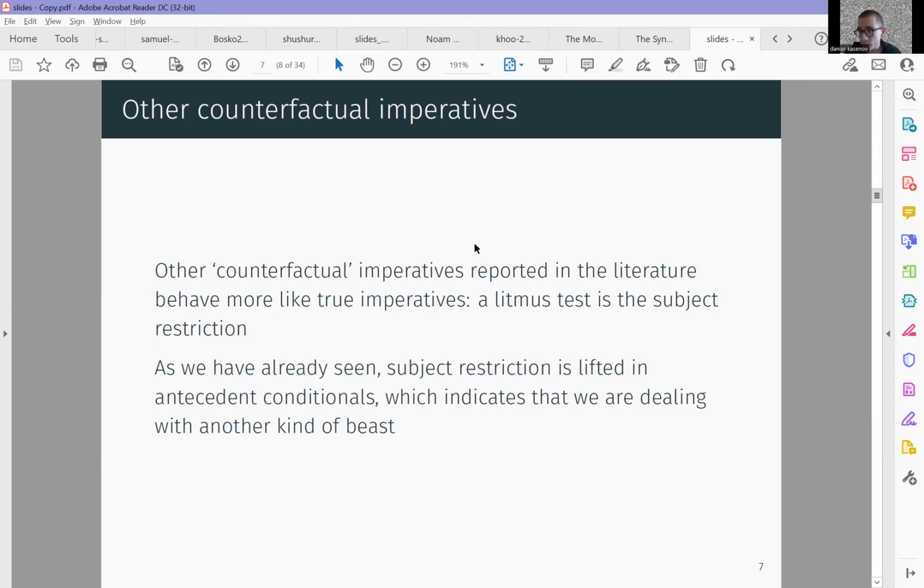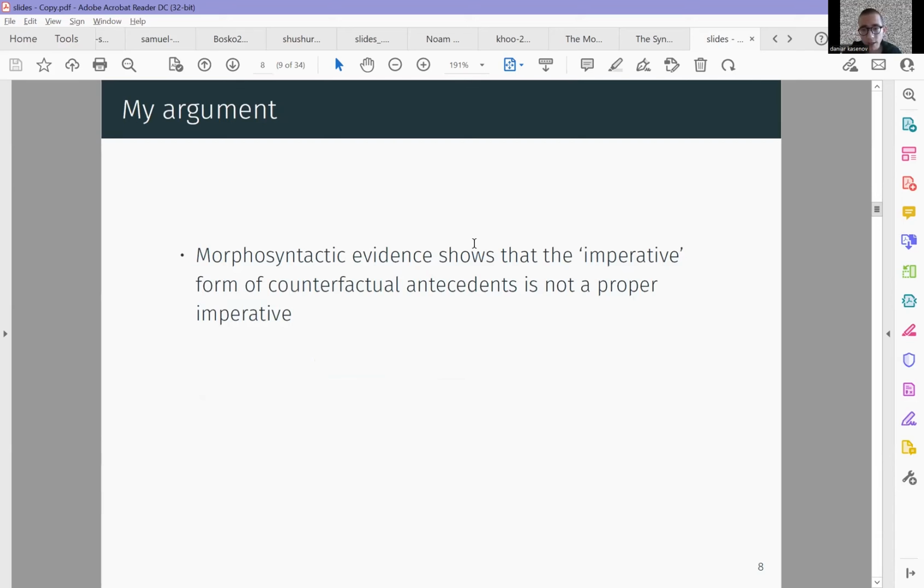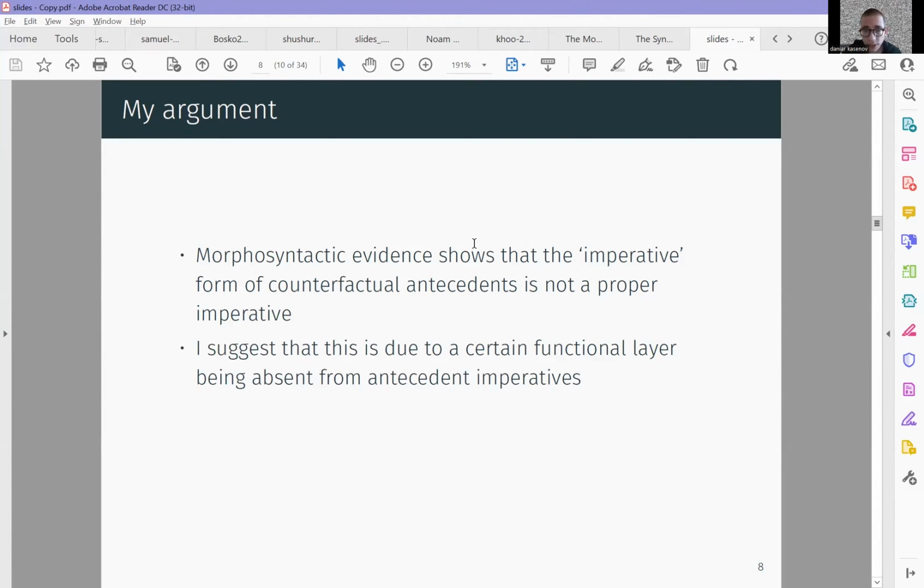So what am I going to claim about this construction? It is that morphology is misleading us here. Morphosyntactic evidence shows that the imperative verbal form in counterfactual antecedents is definitely not a proper imperative. There are too many distributional differences between them. So I suggest that this is due to a certain functional layer being absent from antecedent imperatives, which is present in canonical imperatives.